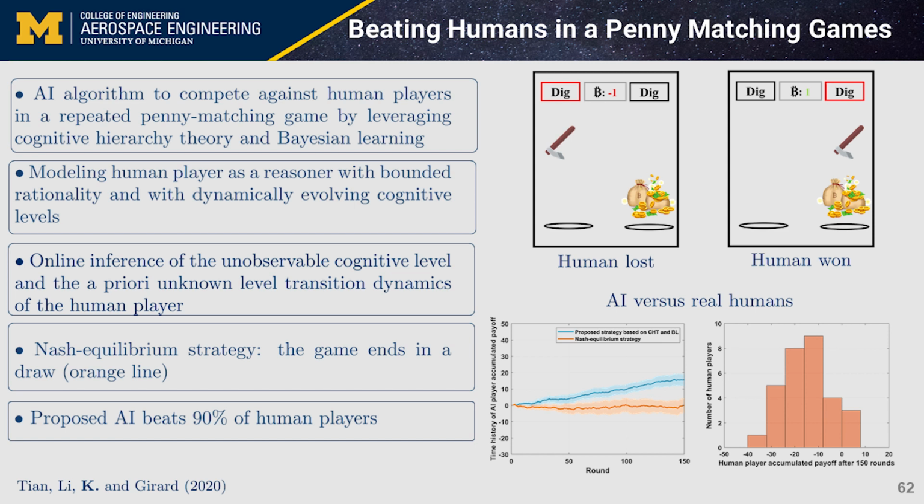But it turns out that humans are not able to make random decisions. They are not very good random number generators. And so you can build a system which tries to model their decisions, in particular level zero, level one, level two, and through interactions, you could update the probabilities of which level they are at. And then that informs your own actions. It's a very simple application, but in terms of experiments, this proposed algorithm, which we called AI algorithm, beats 90% of human players. And the details are in the paper. So if you're interested in this example, I'd be very happy to send the paper to you.